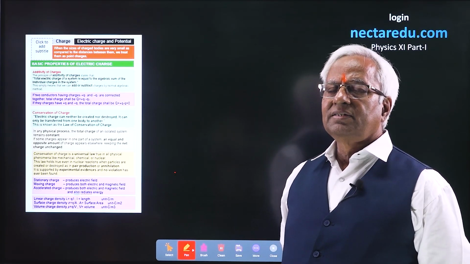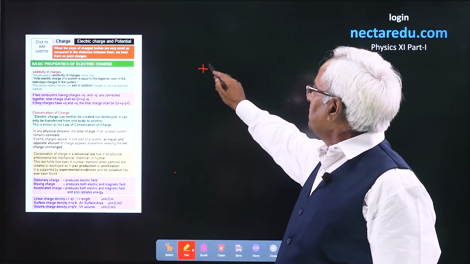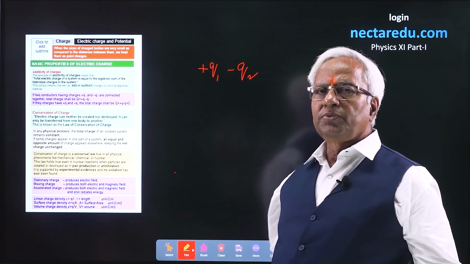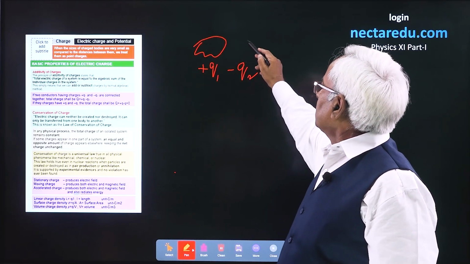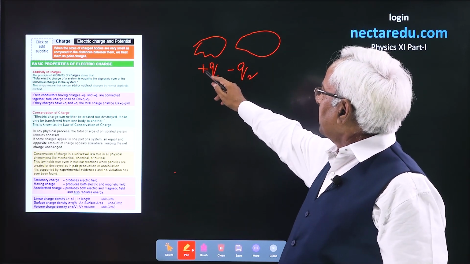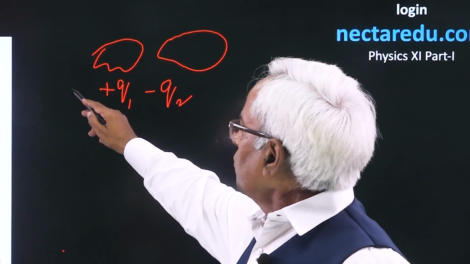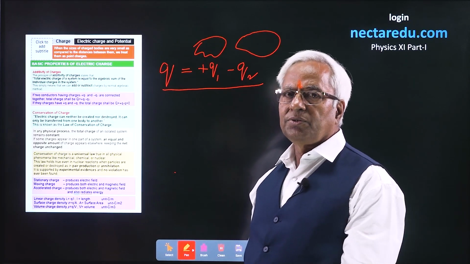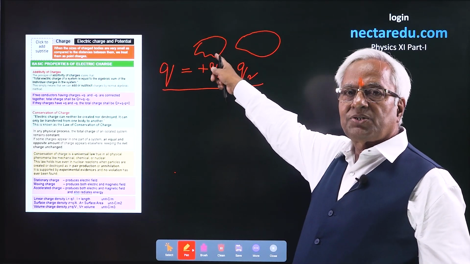When we underline algebraic method, we simply mean that charges should be noted along with their sign. Suppose there are two objects having the charges Q1 and Q2, that is, plus Q1 and minus Q2. When they are brought in contact, the total charge on the system is going to be plus Q1 minus Q2. Here you see, intentionally I have shown this zigzag shape.